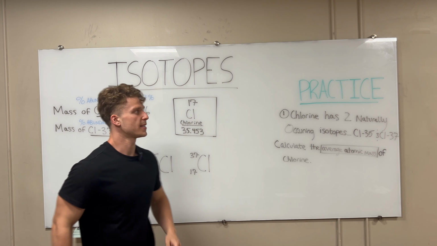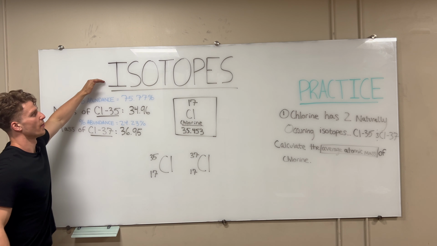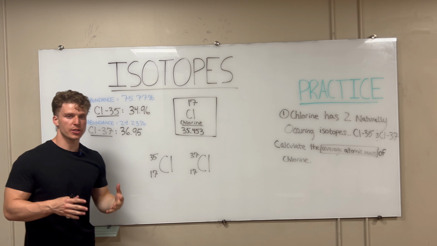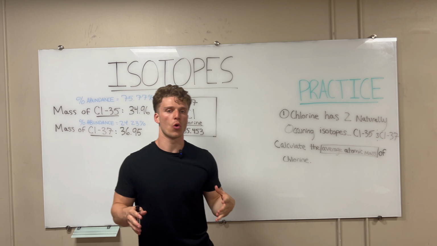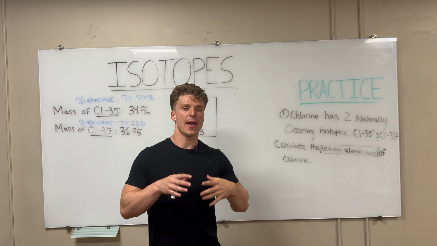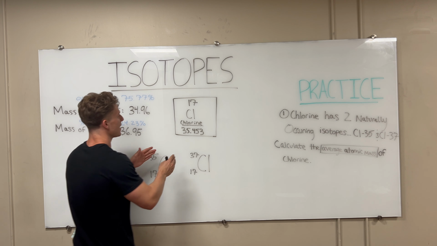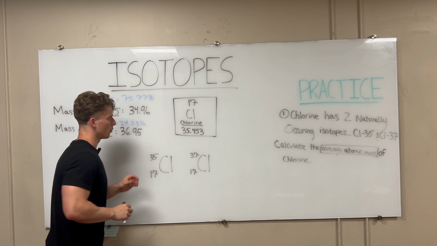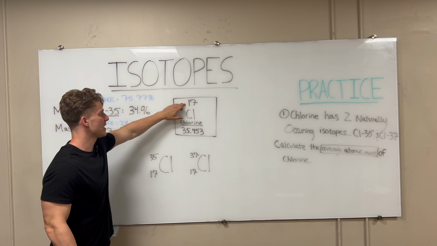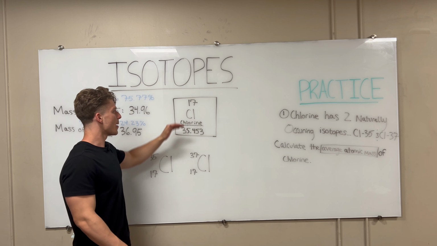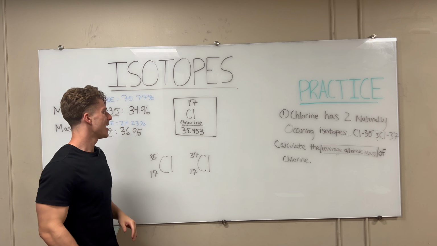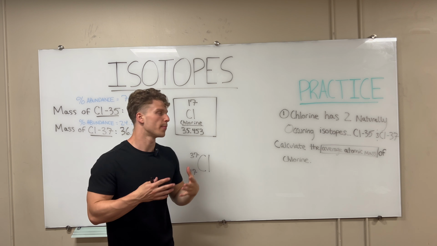Welcome back, guys. Today's video is going to be covering the concept of isotopes. Now, isotopes are simply different forms of the same atom that only differ in their number of neutrons. So if we take chlorine, for example, chlorine is number 17 on the periodic table. That means its atomic number is 17 and it has 17 protons.